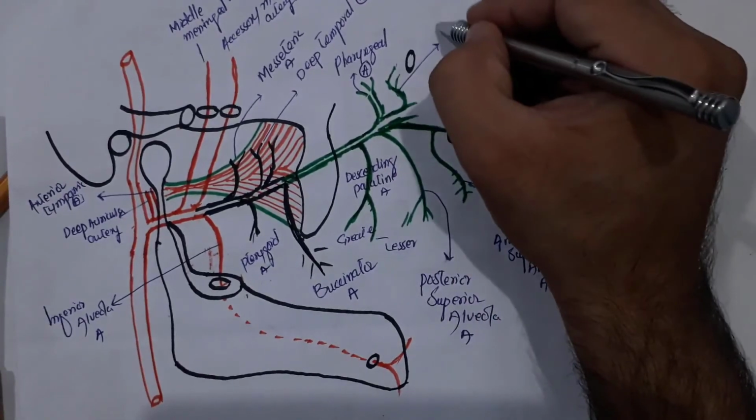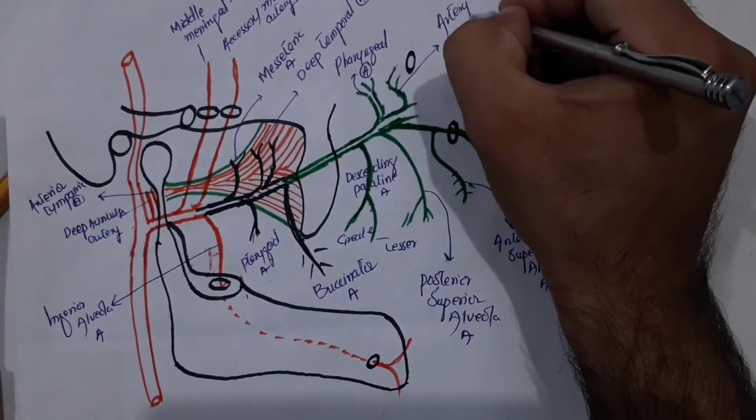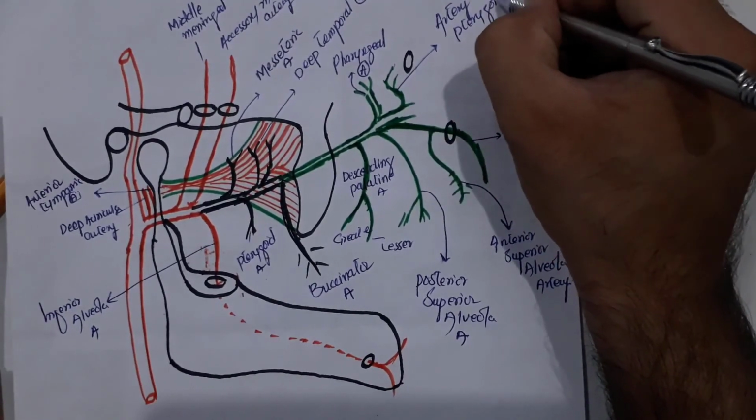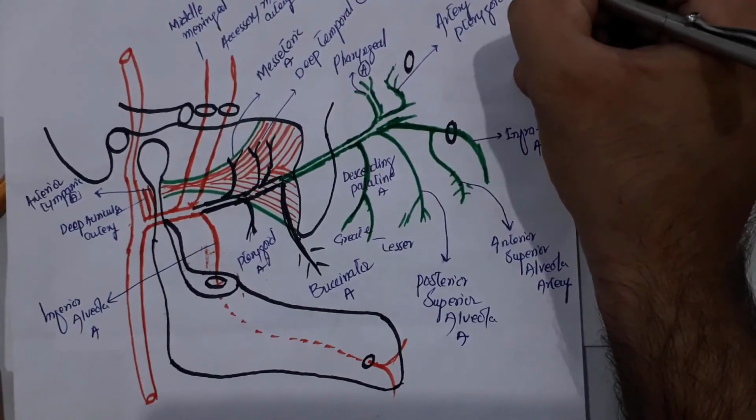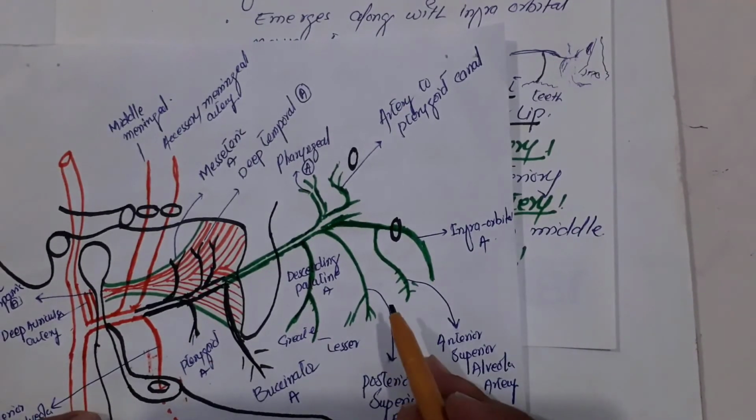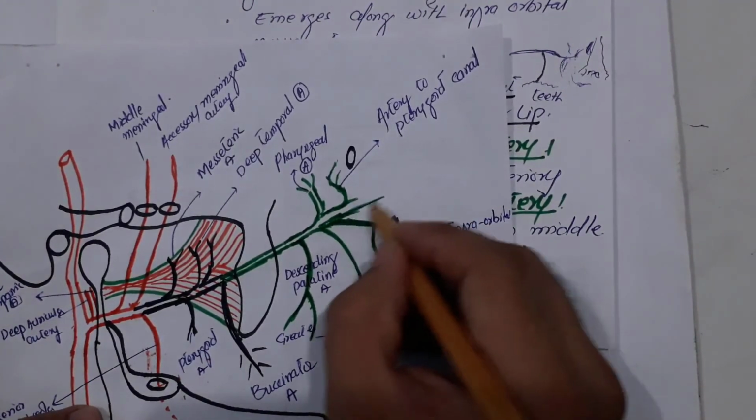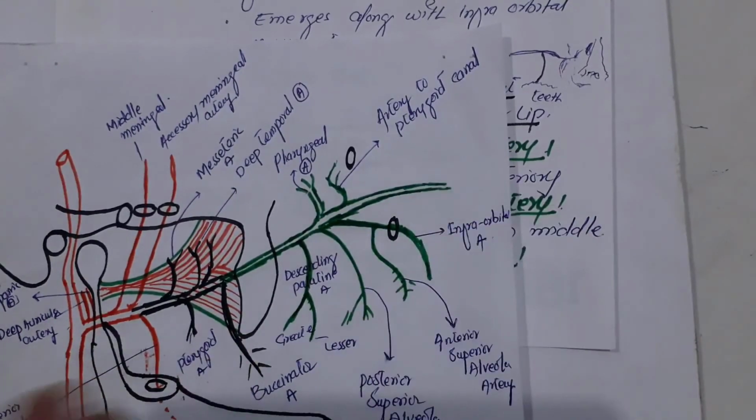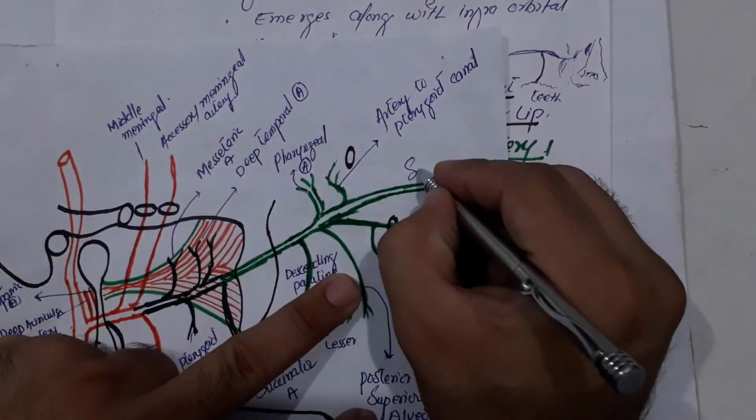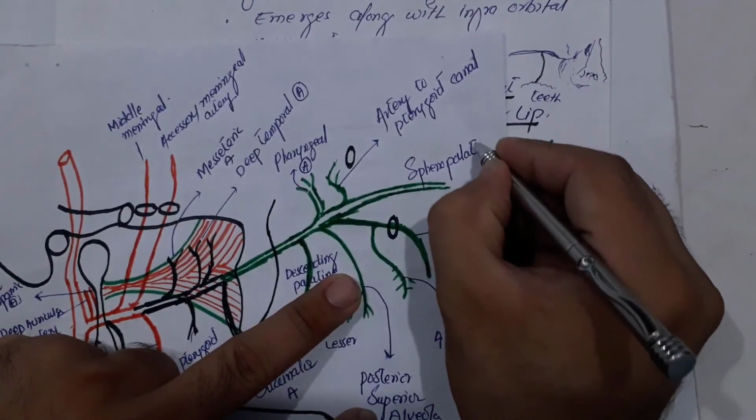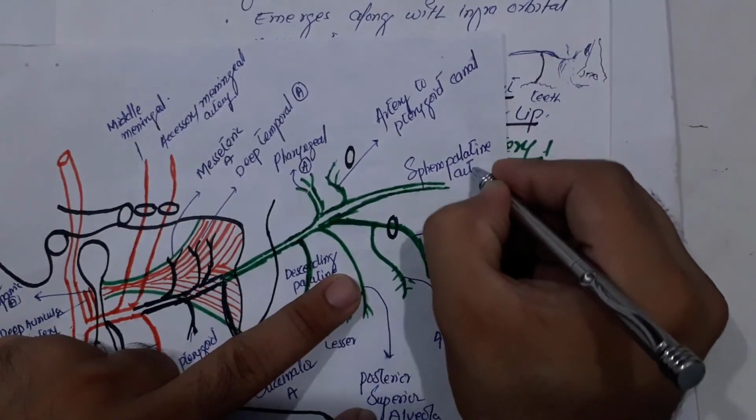You can write it here: artery to pterygoid canal. Right, friends. Then if we move a little bit further forward, we can see that this artery becomes the sphenopalatine artery. This is our sphenopalatine artery.